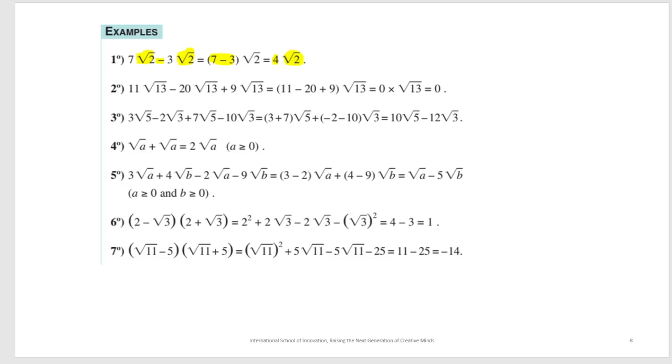Did you see the idea? It's very easy. 11 radical 13 minus 20 radical 13 plus 9 radical 13 equals 11 minus 20 plus 9. So you add all together 11 minus 20 plus 9, it is equal to 0. So 0 radical 13 is equal to 0, and it's done.